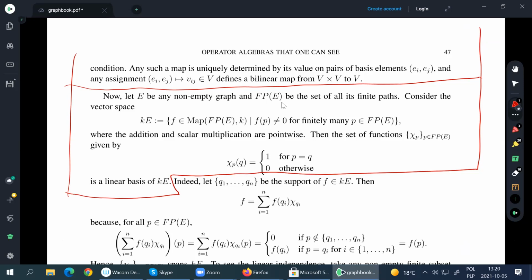And now we consider the following vector space. We take simply all finitely supported maps from the space of finite paths in the graph to some ground field. So that's it. As a vector space, that's it. And you immediately see that it's a vector space with the addition and scalar multiplication taken pointwise. That's immediate. This is true for any set X, in particular for the set of all finite paths in a graph E.